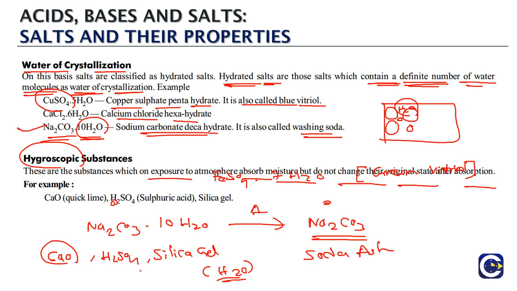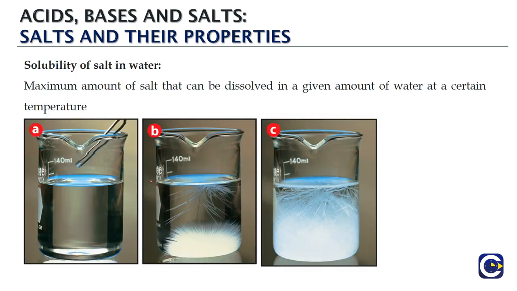So hygroscopic nature means it is the nature of substances where, when exposed to the atmosphere, they absorb the moisture from the air but do not change their state. It means if they are solid, they will just remain as a solid. An example of a substance that can show the hygroscopic nature is calcium oxide. If they absorb the moisture from the atmosphere and change their state, generally by dissolving inside the water itself, then that property will be called deliquescence. We'll talk about it later.